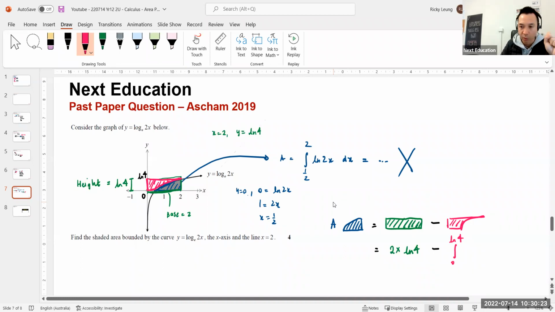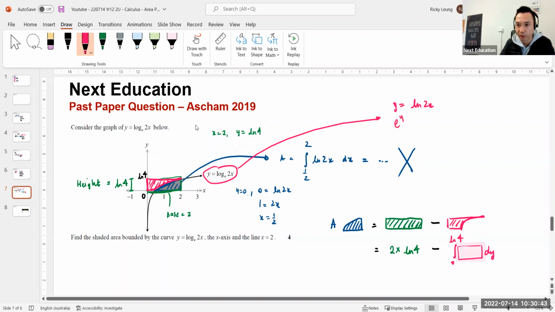Now, function, because it's along the y-axis, remember, if it's along the y-axis, it's dy, and I need a function here in terms of y. Right now, the function is in terms of x. So what do I do, guys? I need to make x the subject, right? So if y currently equals ln2x, exponential both sides, e^y equals 2x, x equals a half e^y.